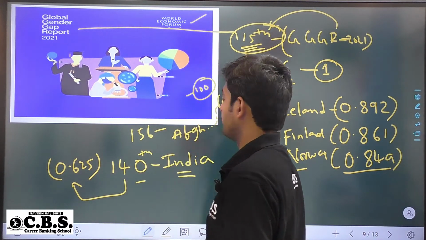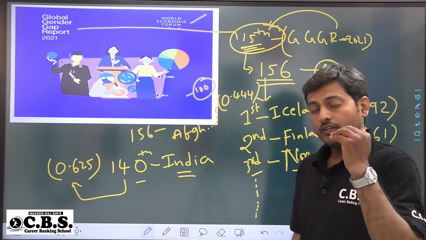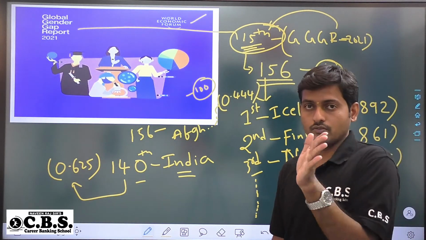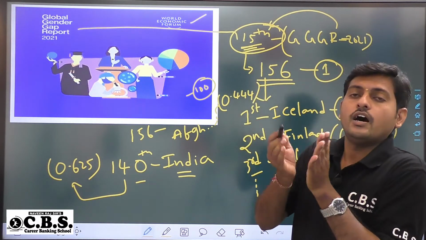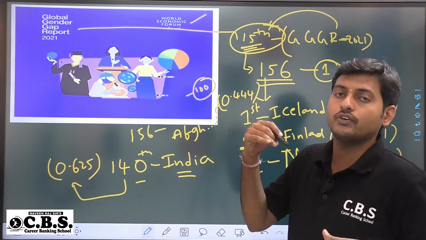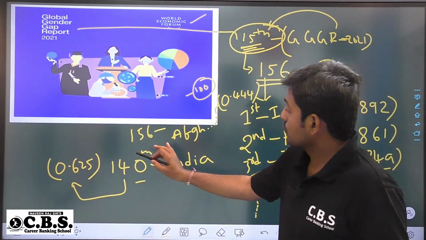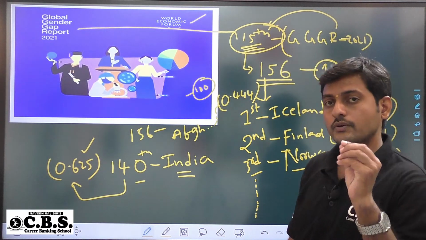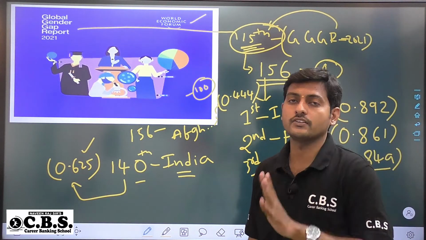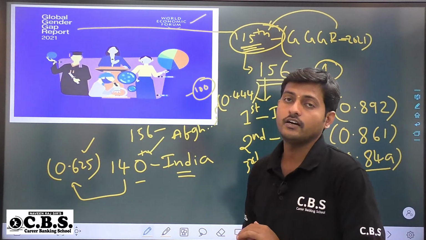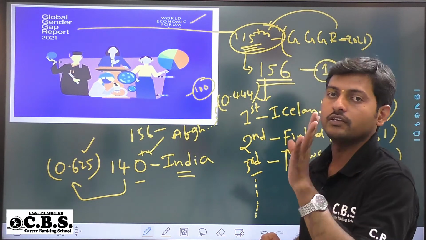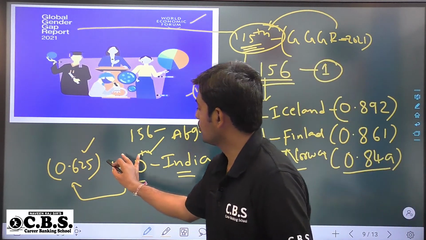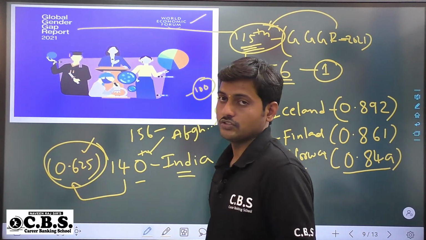140th rank is India. See, if the level of difficulty in the paper is increased, if the examiner wants to test your in-depth knowledge, then the score could be a probable question. If moderate level questions are asked, then most probably only the ranking will be asked. But if the level of difficulty is higher, then the score could also be a question in our exam.